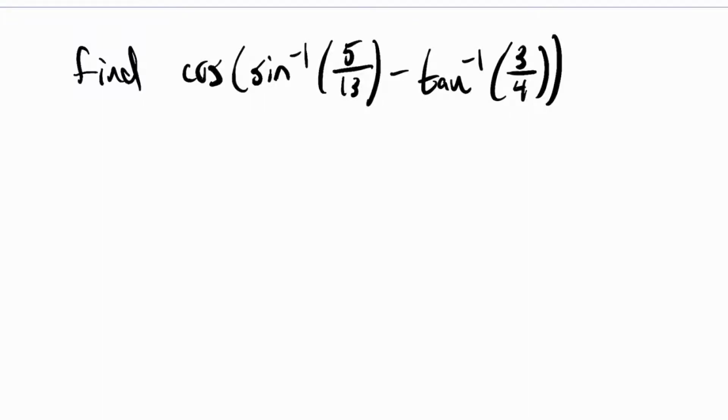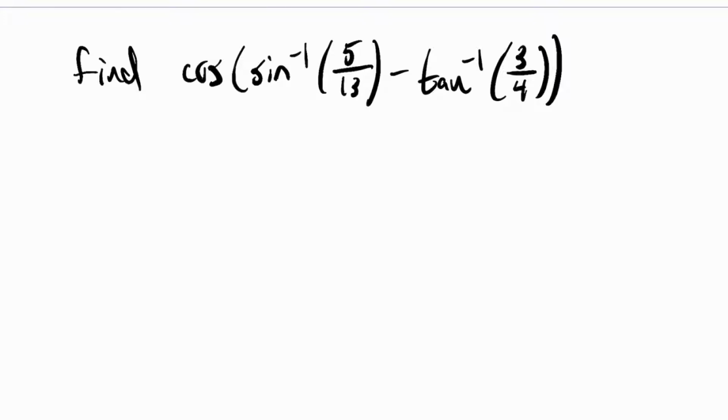So in this example, we're going to find the exact value of cosine of a difference of two inverse trig functions. So cosine of sine inverse of 5/13 minus tangent inverse of 3/4. And the 5/13 and the 3/4 are chosen from Pythagorean triples to make the calculation a little bit easier. But this is going to be a multi-step problem, and probably it'll take more than one page in this note-taking software.